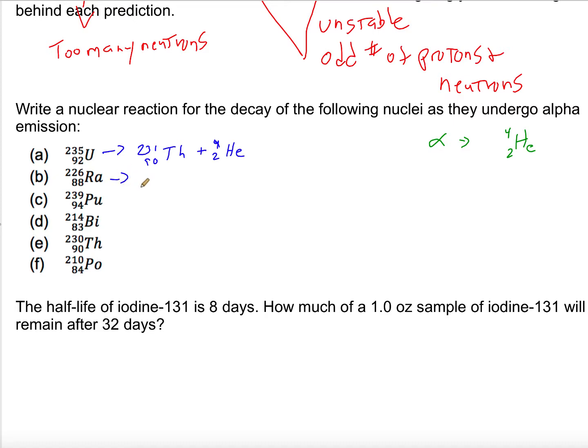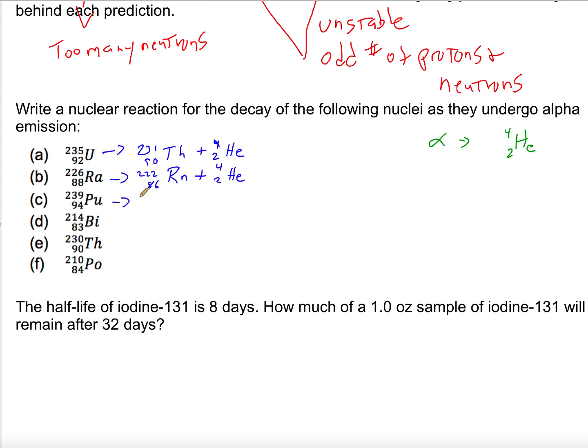For radium, you're going to again go down by 4 and go down by 2. So 222 and 86. And what is 2 less than radium on the periodic table? You find out that that is radon, Rn. Plus, again, if it's alpha decay, it is always going to be a helium nucleus.